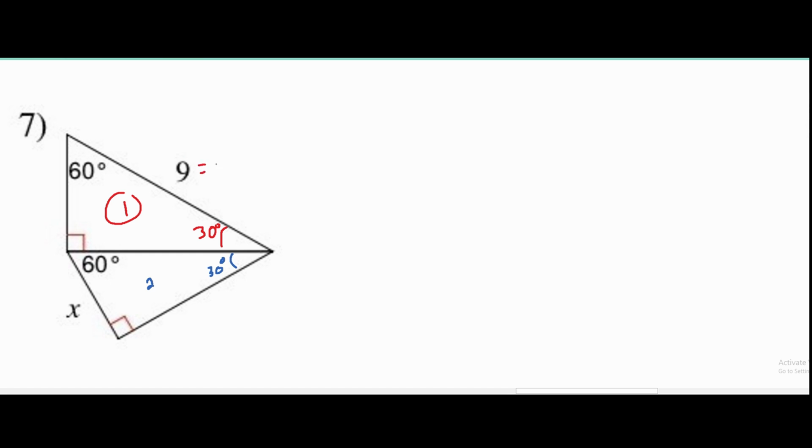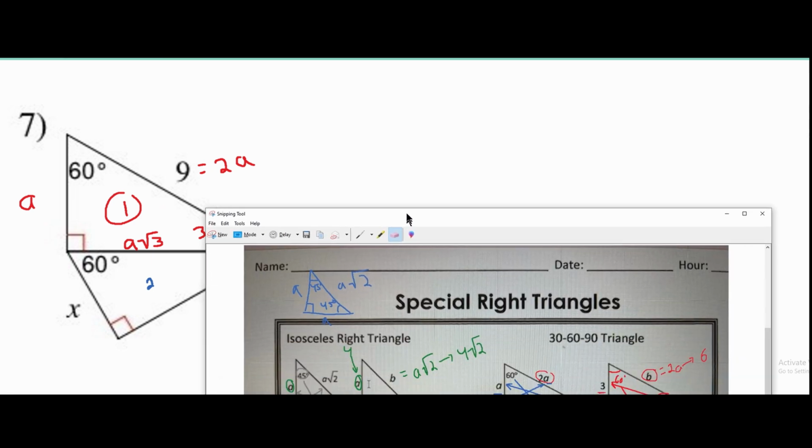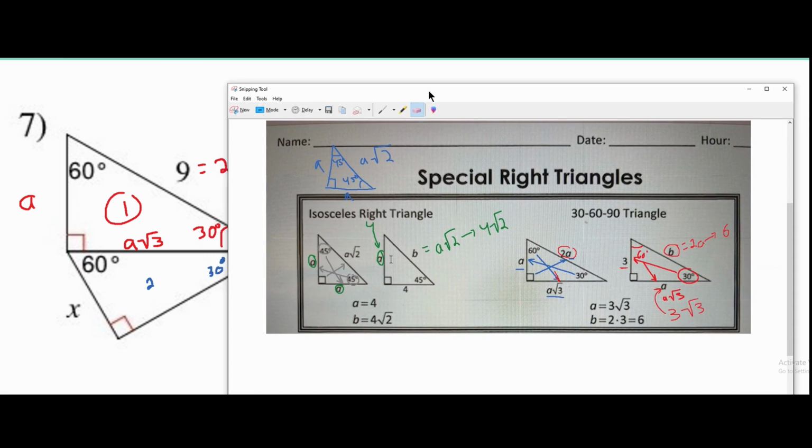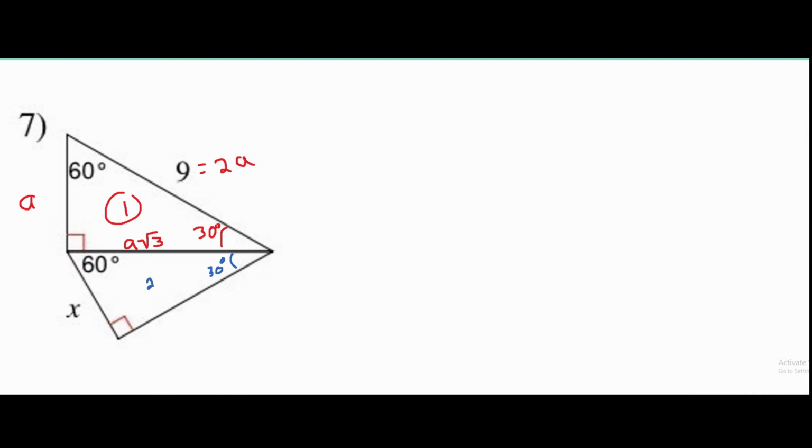So this 9 is going to be equal to 2 times a. We know the side across from our smallest angle, which is this angle in this example, is going to be a. And the second largest side, which is 60 degrees, is going to be a times the square root of 3. This is the 30, 60, 90 triangle, and again we get this from our formula. After we have this, we can start solving our triangle.